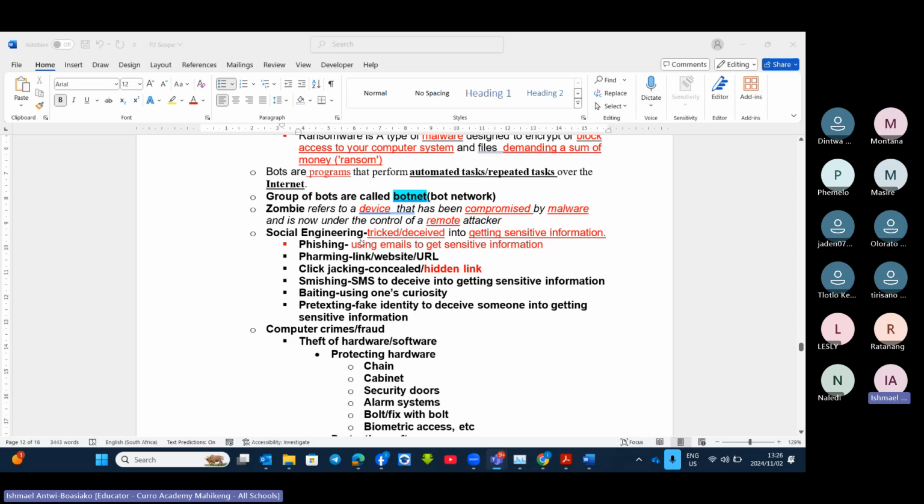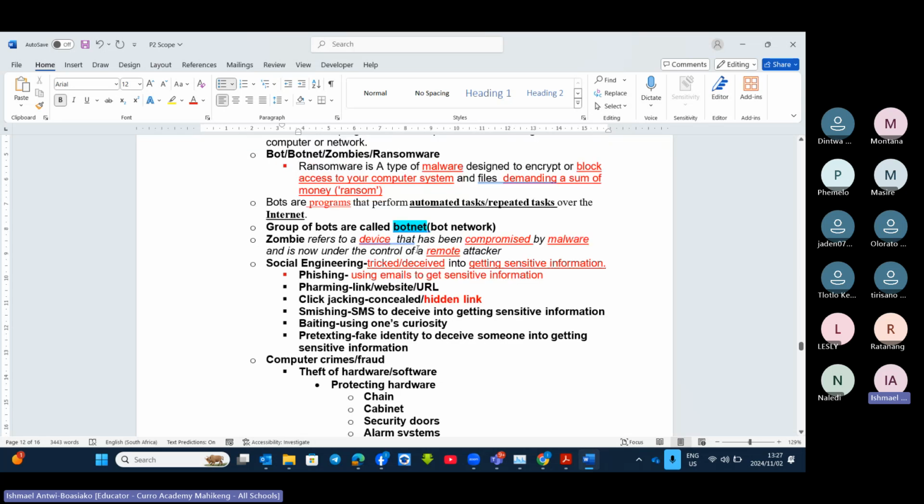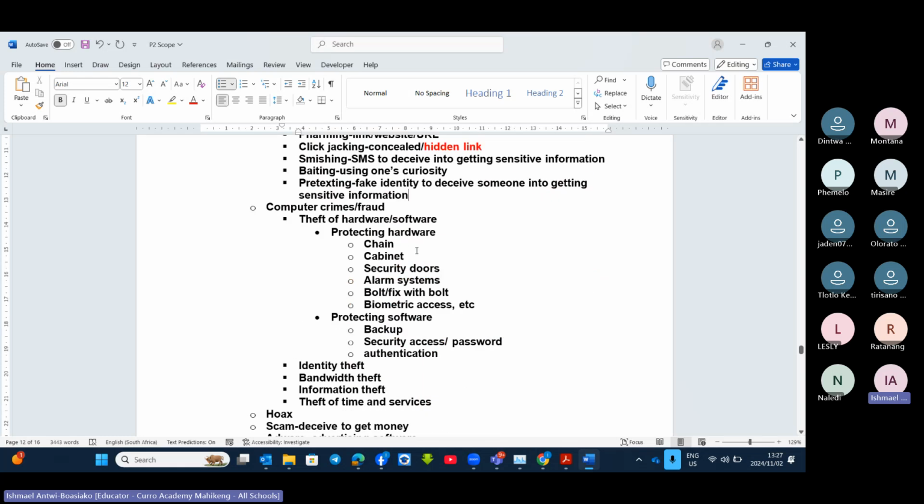Right. If there's no question, let's proceed. Now, you must also know the computer crimes and then the computer fraud when we talk about the social implications. Now, the computer crimes, some of them are stealing hardware and software, like for instance, stealing computer systems, stealing computer parts from the lab, or stealing somebody's tablet. All these are crimes that are related to computers.